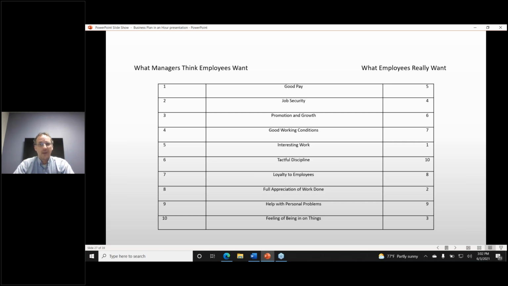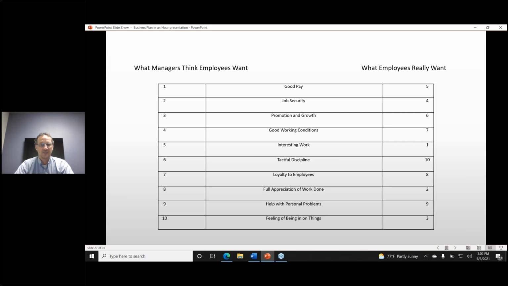Managers. So good pay. Managers think that the first thing that people want or need is to pay top dollar. That's what managers think. For employees, that's number 5 on the list. Job security is what managers think employees want. That's 4th on the list for the employees. Promotion and growth. Managers think that the employees just want to move up in the organization and continue growing. That was 6th on the list. Good working conditions was 4. That was 7th on the list.